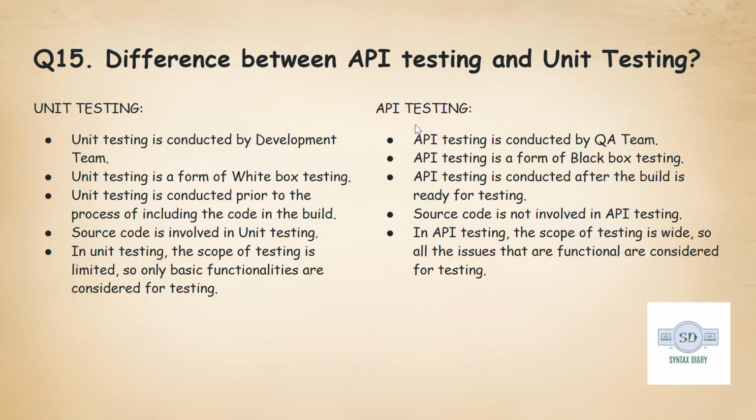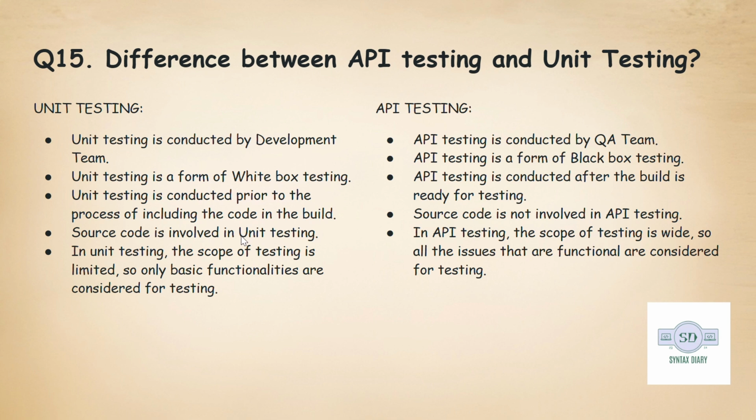Difference between API testing and unit testing. Unit testing is conducted by the development team, whereas API testing is conducted by the QA team. Unit testing is a form of white box testing, whereas API testing is a form of black box testing. Unit testing is conducted prior to including the code in the build, whereas API testing is conducted after the build is ready for testing.